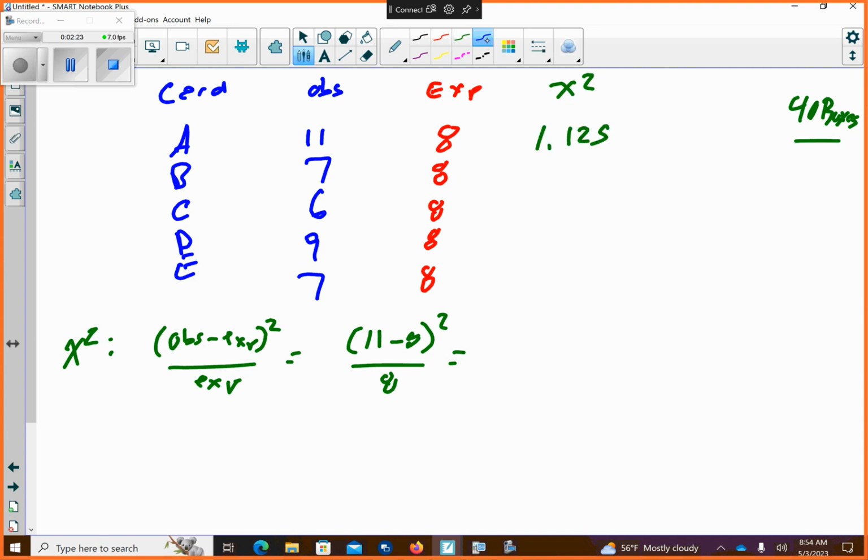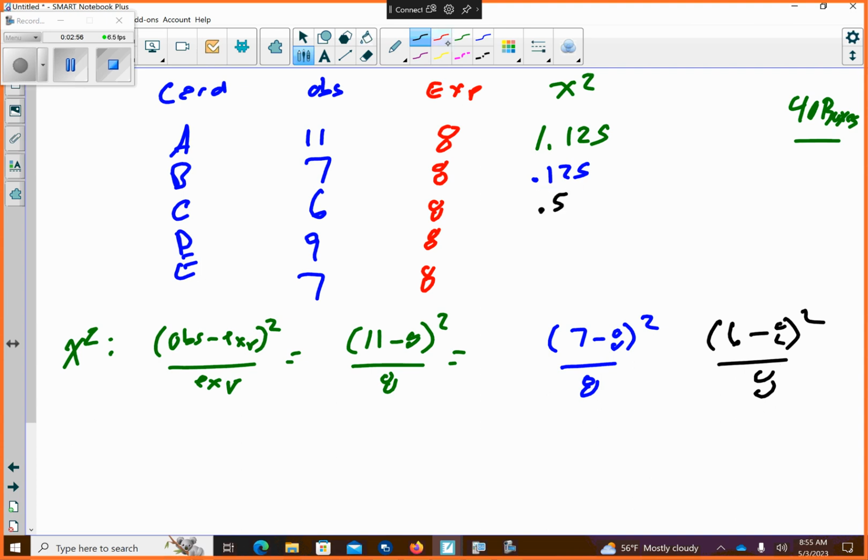And then for the next one, I'll do in blue. I observed 7 minus 8 quantity squared divided by 8. If I do that math, that's going to be 1 divided by 8, which is 0.125. And then the next one, I got 6 minus 8 quantity squared divided by 8. So that's going to give me 4 over 8, which is 0.5. And keep going. I'm going to get 9 minus 8 quantity squared divided by 8. So that's going to be 1 over 8. So that's 0.125.